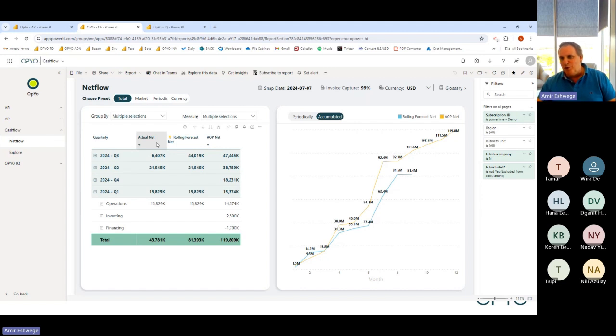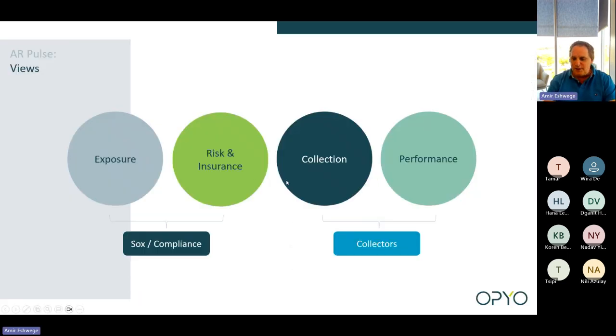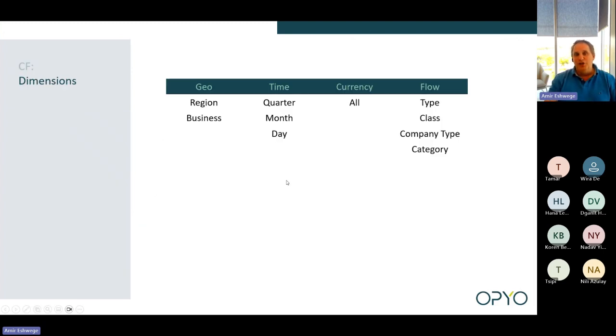Financial reports work in the indirect method. OPYO works on the direct method, taking that information and creating it. So we have the operations, the investing, and then financing. For each and every one of these, we have different dimensions. If I go down here, we have the geographical dimension, and we have the time dimension, which means we can drill down to a specific day. We have all the different currencies, and we have the flows.